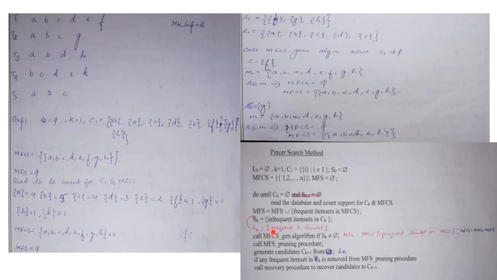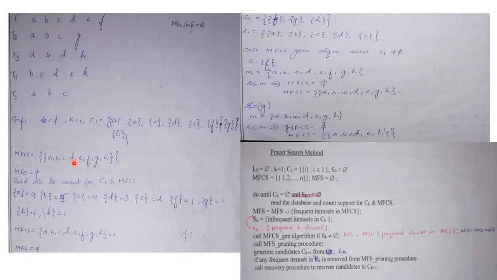And from the bottom, we have two data structures. Those are L and S. L is to maintain the frequent item sets and S is to maintain infrequent item sets. So initially all the data structures are initialized, and as you can see here, MFCS should contain all the items in the entire transactional database.